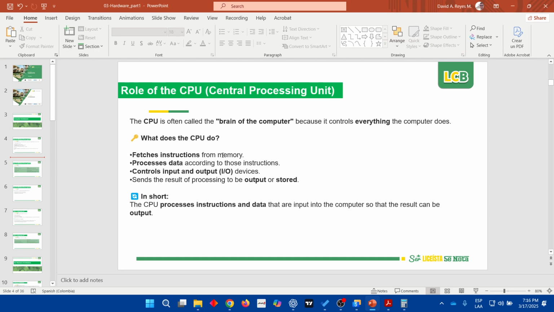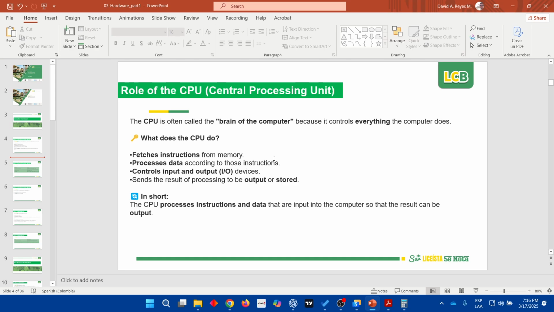So that means that the information is going to be shown by a screen, or maybe you have a system that talks that operation. For example, let's suppose that you have Siri, and you ask Siri to do that multiplication. So Siri is going to use the speakers just for telling you what she's doing and the result of that process. Okay. And sends the result of processing to be output. That means that it is going to be shown by a screen or using the speaker, or store.